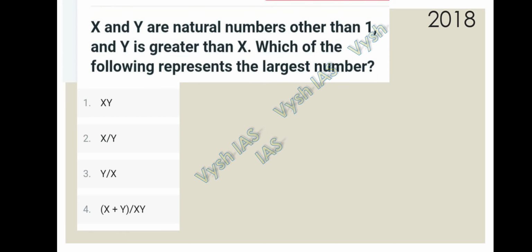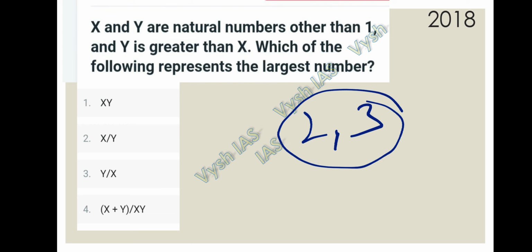x and y are natural numbers other than 1 and y is greater than x. Which of the following represents the largest number? This is the easiest question. We can substitute some numbers for x and y and solve it. Since they said it is other than 1, I have taken 2 and 3. Let's substitute 2 and 3.